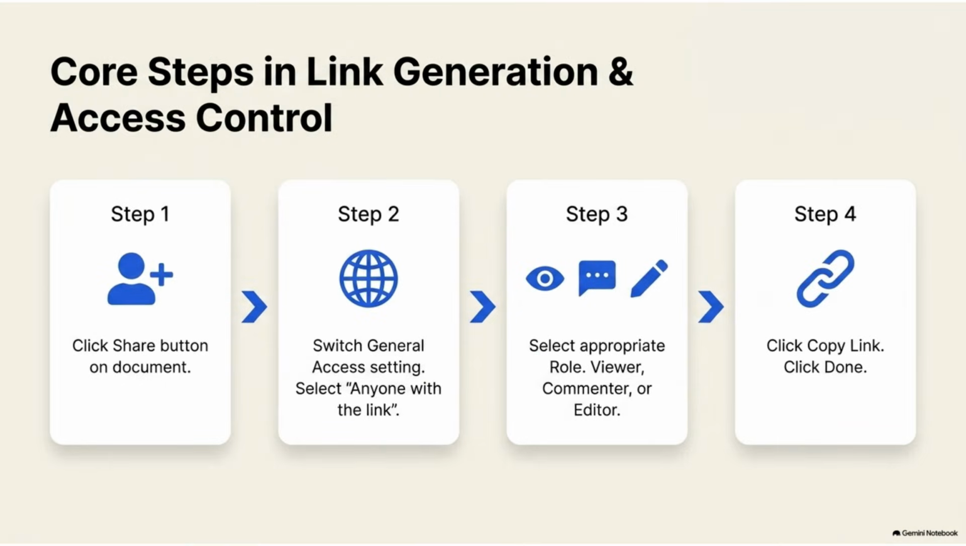Now let's go through the core steps for generating links and controlling access. Step 1. Open your document and click the Share button. Step 2. Switch the general access setting by selecting anyone with the link. Step 3. Select the appropriate role for your collaborators, whether that's viewer, commenter, or editor. Step 4. Finally, click Copy Link, and then Done to finalize your access permissions. By following these simple steps, you ensure that your files remain secure while still being easy to share.